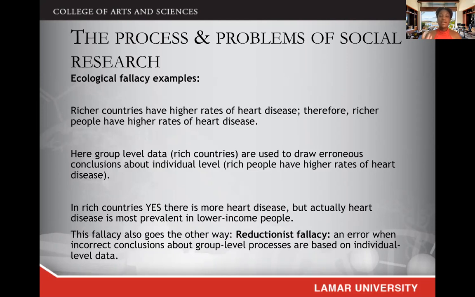So in rich countries, yes, there's more heart disease in America. Yes, absolutely. But actually heart disease is more prevalent in lower income people who are living in these rich countries. So remember that when you're doing your research studies, if you're looking at group level data, then you can only draw conclusions on that group level. You cannot then go and assume on the individual level. And the fallacy also goes the other way around, called the reductionist fallacy, when incorrect conclusions about group level processes are based on individual level data. So keep that in mind as you draw your conclusions and as you work, and also for the exam.